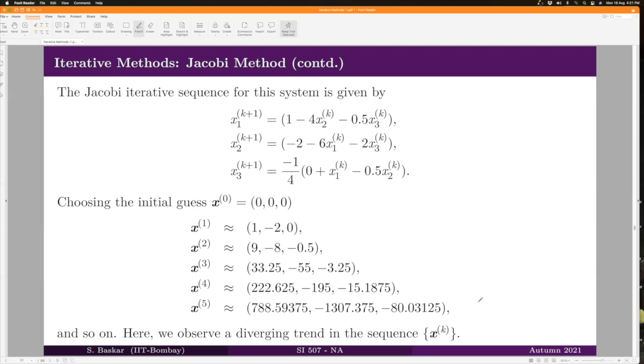But the first question itself does not seem to be that easy, because we have seen that the system is the same, but the behavior is different. By just shuffling one equation with the other, we see just the opposite behavior in the Jacobi iterative sequence.